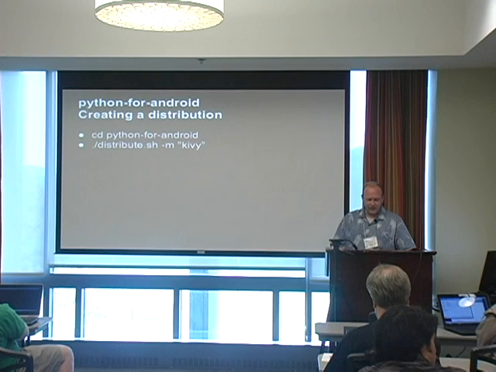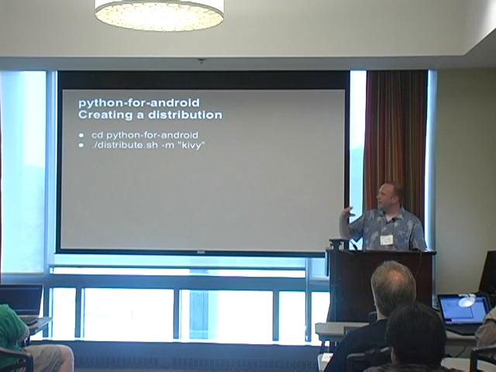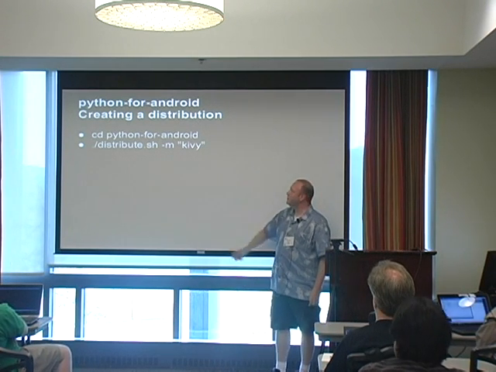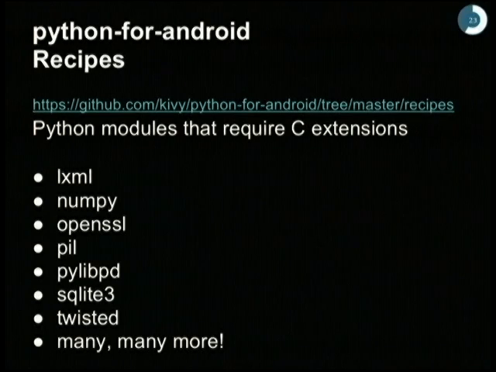So when you create this distribution, you're creating that core. In this case, all I'm doing is including Kivy, which includes PyJNIus also by default. Any other pure Python modules that you have in your code will work fine. You don't have to do anything special with those. But what you do have to worry about is modules with C extensions, because those have to be recompiled for Android. So they use what are called recipes for those kinds of modules.